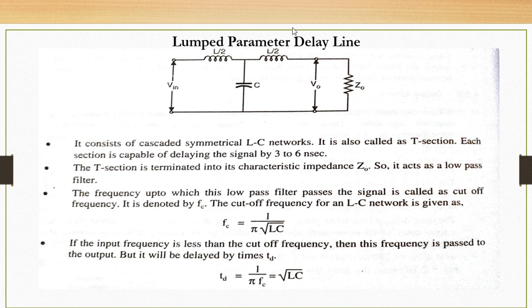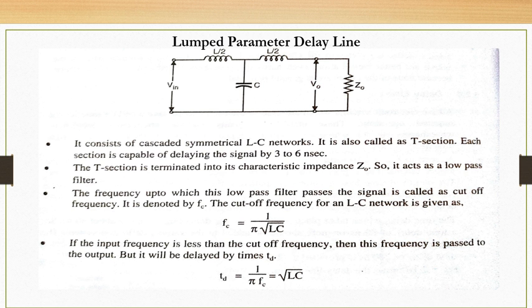Now if you see here in this diagram or circuit, you are observing some inductors and capacitors and one resistor which is having the characteristic impedance. So this is the basic simple circuitry of a lumped parameter delay line, or conventional parameter delay line, we can say. If you see here, it consists of an LC network, inductor and capacitor. We will not talk about the actual values, we will just talk about the basics of this.